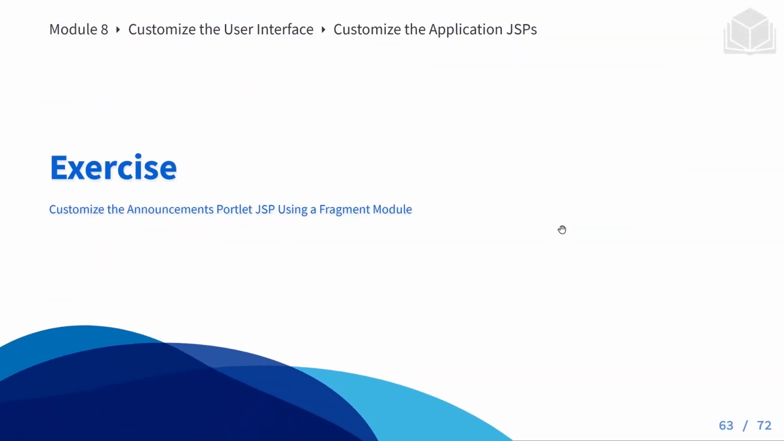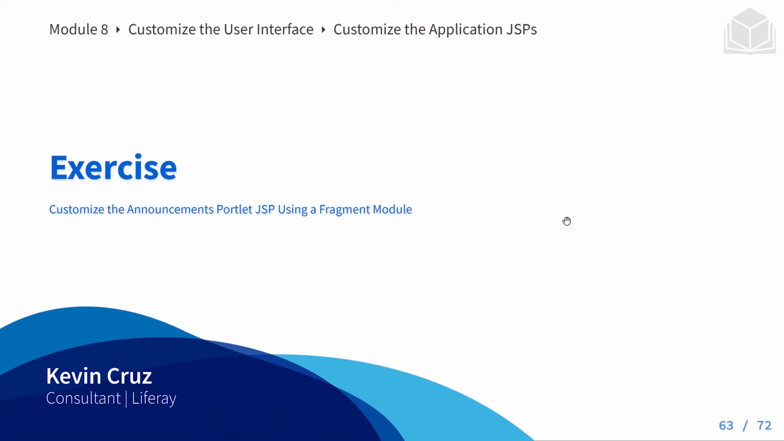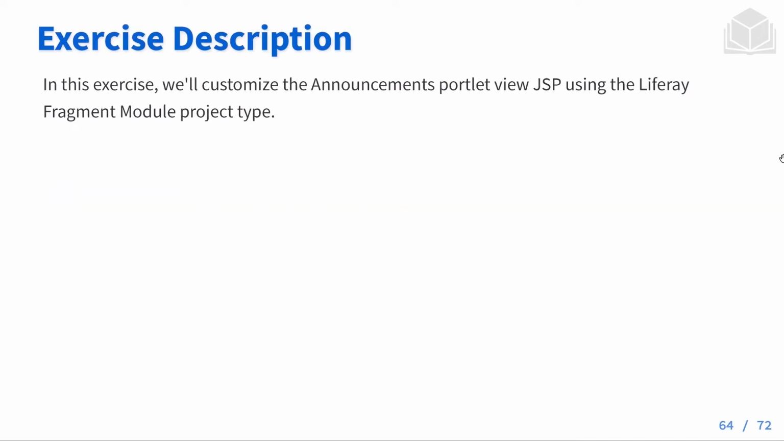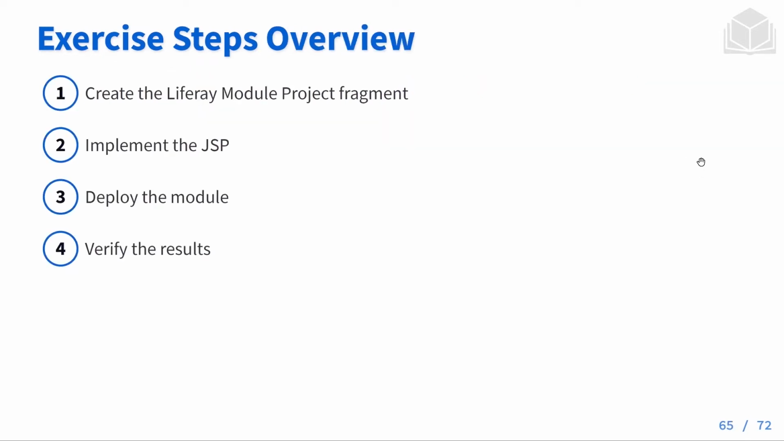Welcome back to another exercise where we're going to be going over customizing the announcements portlet JSP using a fragment module. In this exercise, we're going to customize the announcements portlet view JSP using the Liferay fragment module project type. We're going to create a Liferay module project fragment. We'll go ahead and implement the JSP. We'll deploy the module, and then we're going to check to make sure that everything looks good.